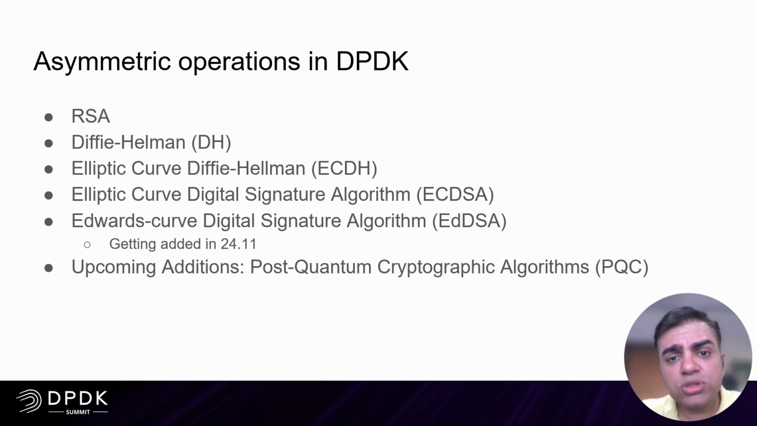DPDK currently supports RSA, Diffie-Hellman, ECDH, and ECDSA algorithms for key exchange and certificate authentication. EdDSA is also getting added in 24.11. The patches are available for review on the patchwork. In the future, post-quantum crypto algorithms are also planned to be added. Now, Anoob would take you through the TLS record protocol and support in DPDK.